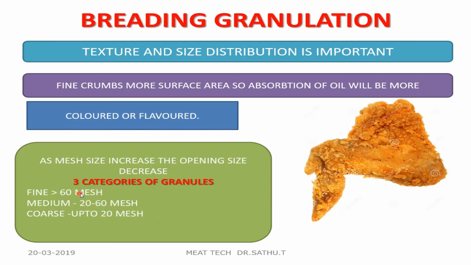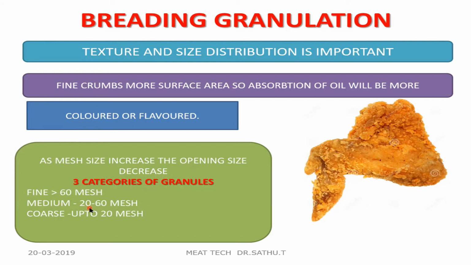So fine is above 60 mesh, medium 20 to 60 mesh, coarse below 20 mesh. That is, we take the powder products, we sieve them, and we use different mesh sizes. Based on that only we get the fine. It will have a very fine surface, so it will have more surface area. The problem with such a product is it will absorb more oil.